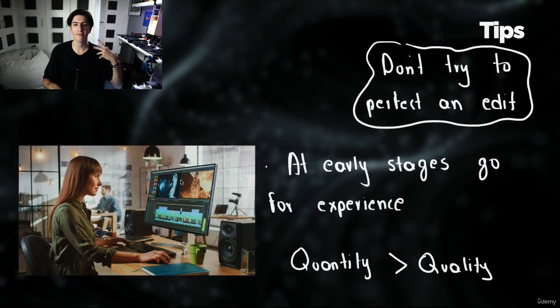So let's start with the first tip, which is that you shouldn't try to perfect an edit, especially if it is A-roll. I want you to remember that at the early stages of your videography career, you need to go with experience. You need to put quantity above quality. Don't try to perfect your A-roll editing. Try to produce many A-rolls and you will learn through trial and error. I've been saying it during this course: trial and error is the best way to improve in anything. So again, don't try to perfect an edit. Don't overstress about an edit. Just produce much content.